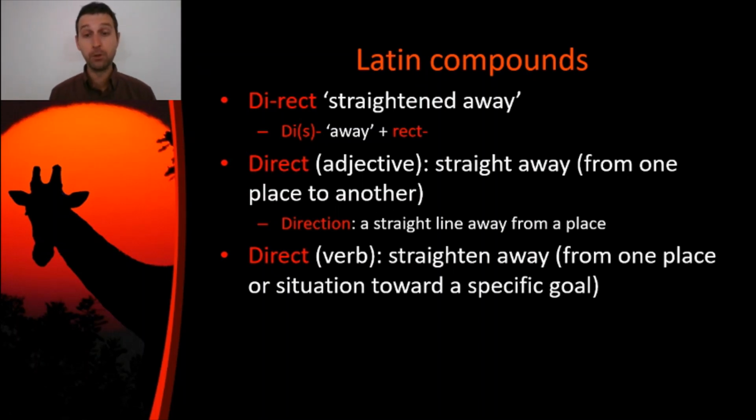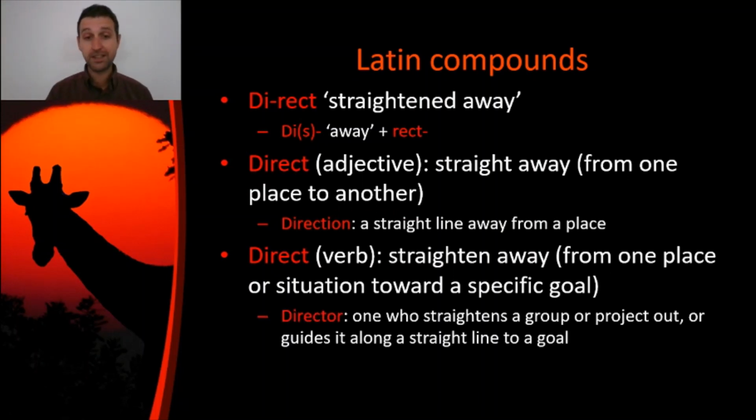We use it as a verb. If you direct something or if you direct somebody, it's a very similar concept. You're straightening something away from one place or situation toward a specific goal. So this can be used, again, both spatially. If you are directing somebody somewhere, you're pointing them in the right direction. There's that word again we were just talking about.